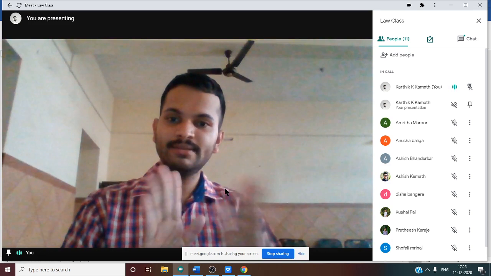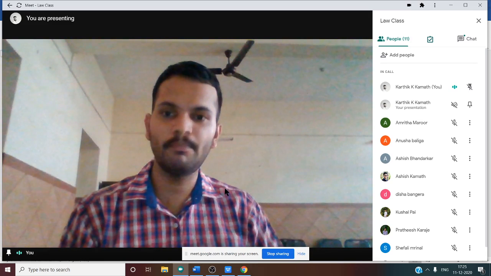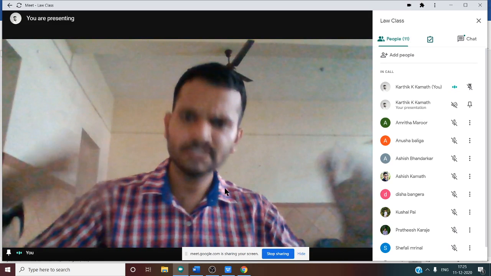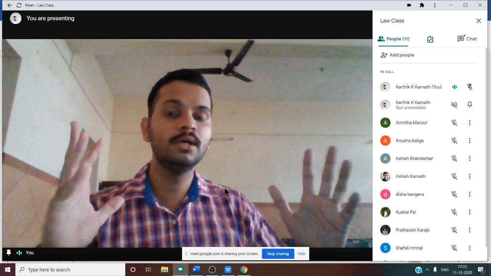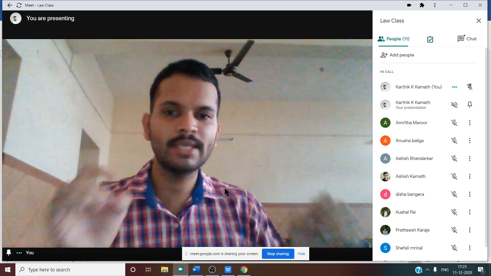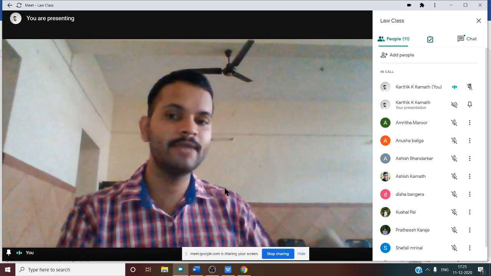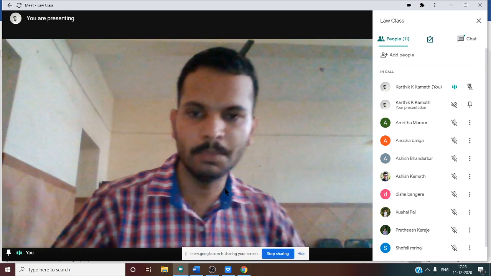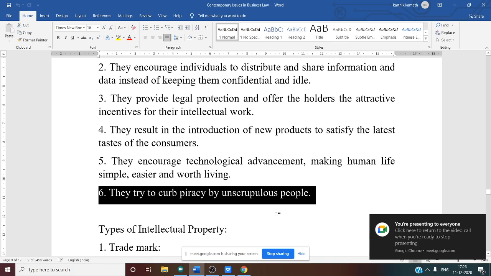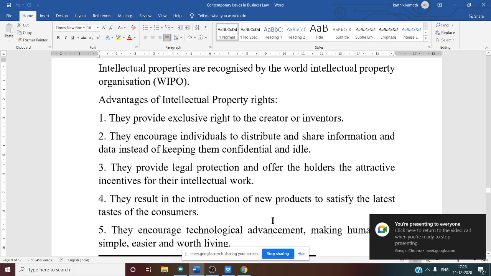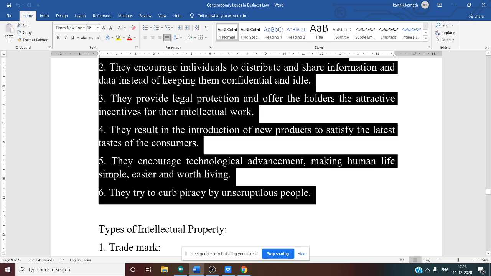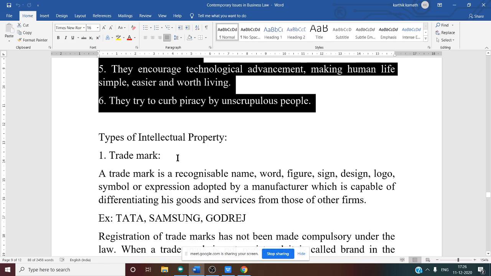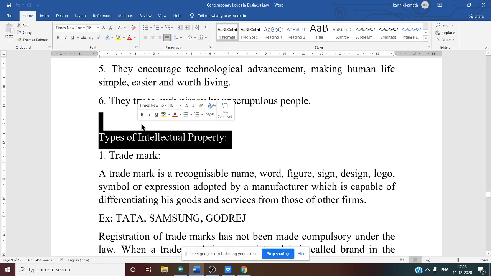So in order to avoid that, various types of protection are given, but it is not free from drawbacks. Of course, everything has its own demerits. You cannot stop people from committing crime. You can take some precautionary measures, or you can prevent them from committing certain crimes. That is what this intellectual property law states. So these are the advantages regarding the intellectual property law. There are 6 points they have given. After seeing the advantages, now we have to see what the various types of intellectual properties are.